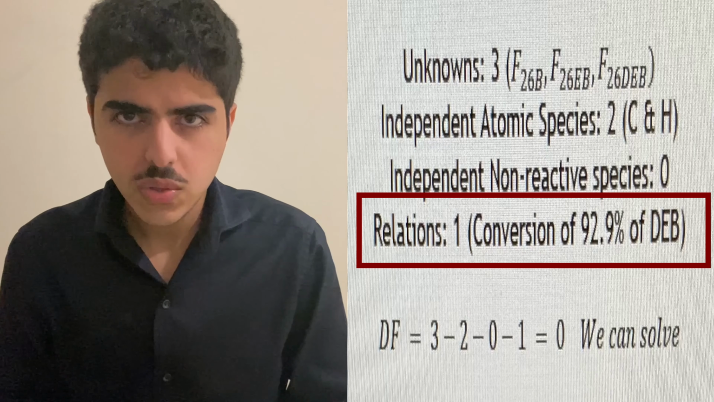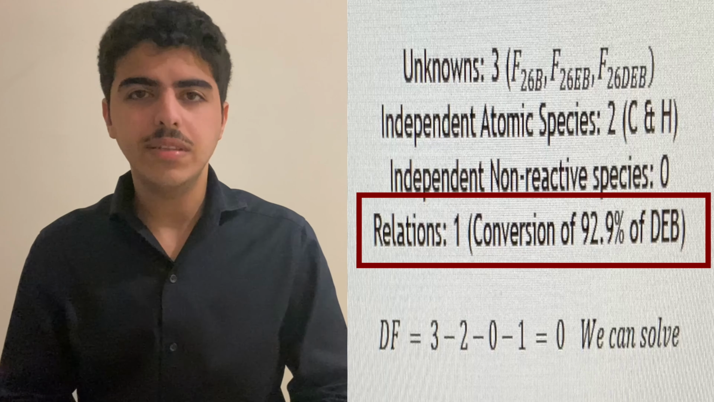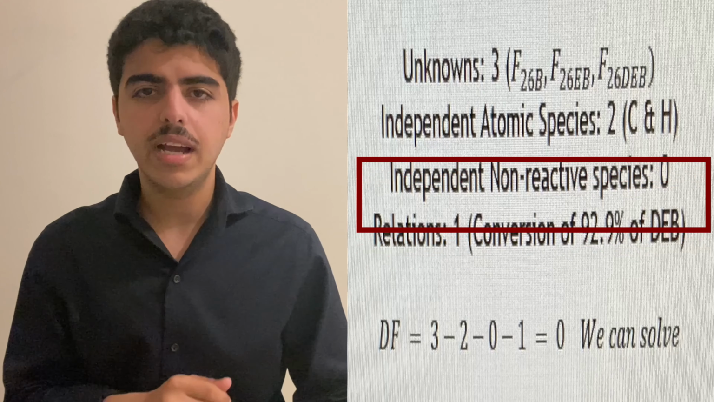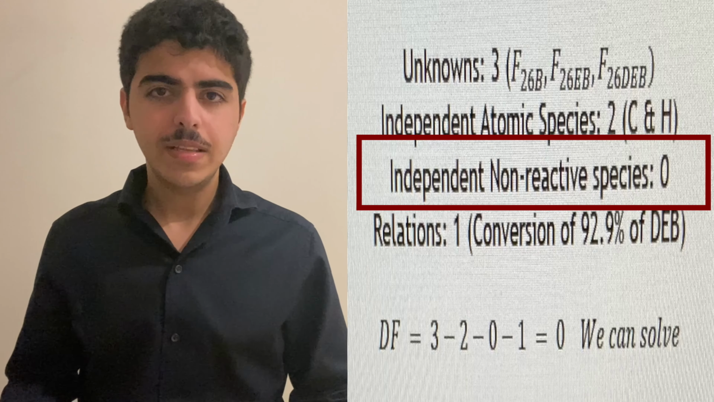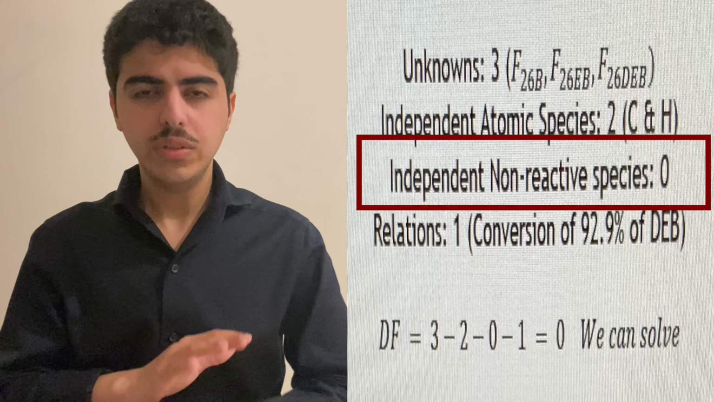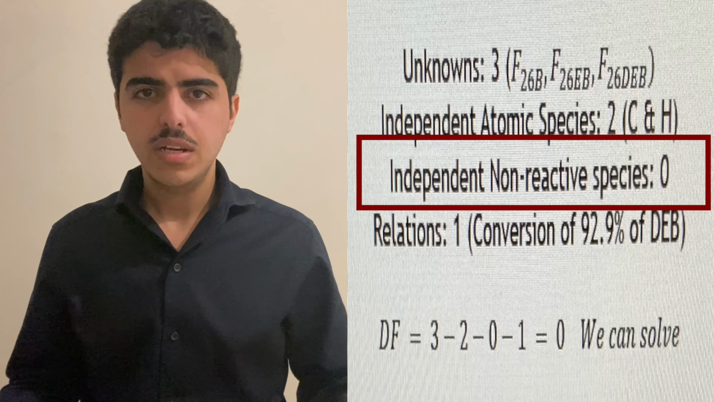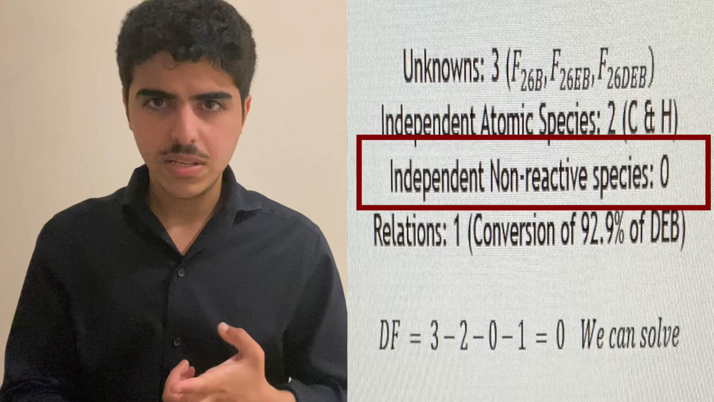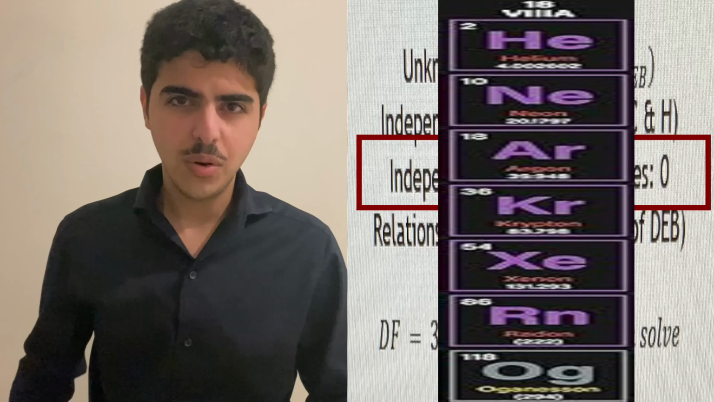For the relations, we have the conversion, which is 92.9 of diethyl benzene, the limiting reactant. And lastly, for the independent non-reactive species, we don't have any because we have no inerts, which are the nitrogen or the noble gases that are found in the 18th column of the periodic table.